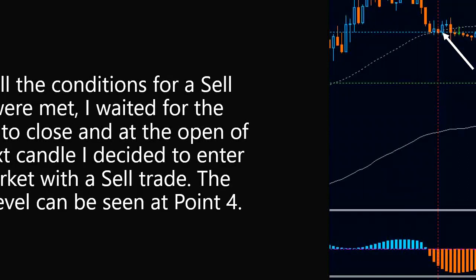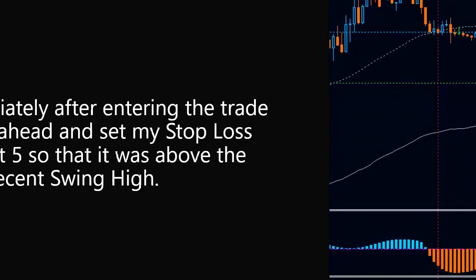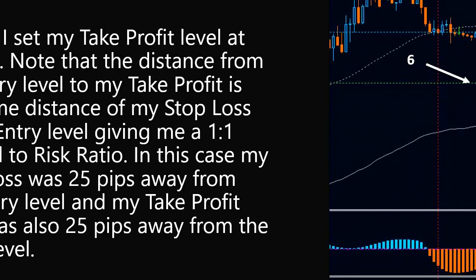The entry level can be seen at 0.4. Immediately after entering the trade, I went ahead and set my stop loss at 0.5 so that it was above the most recent swing high. Finally, I set my take profit level at 0.6. Note that the distance from my entry to the take profit is the same distance as my stop loss to my entry level, again giving me a 1-to-1 risk-reward ratio.